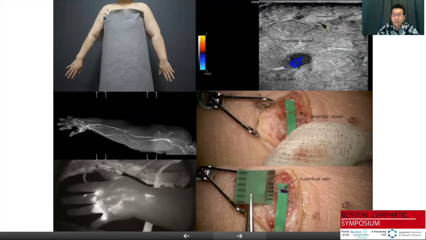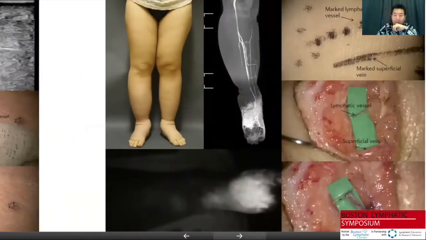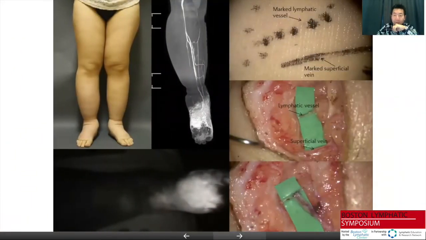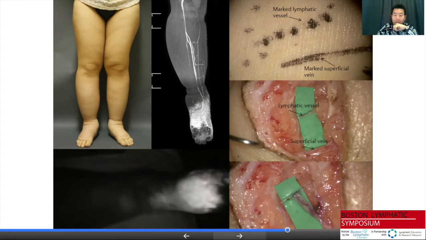You could see a nearby lymphatic vessel, and you could actually see this branching out from the superficial vein, and we're able to use the superficial vein to connect to that lymphatic vessel using a side-to-end anastomosis. Similar concept here, marking the superficial vein. You can see this draining into a larger vein, and then using the superficial vein to do the anastomosis.